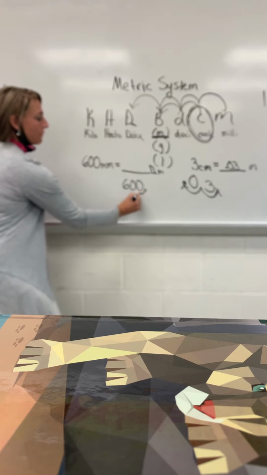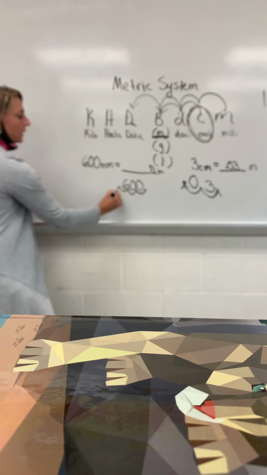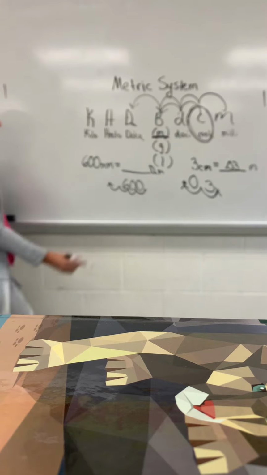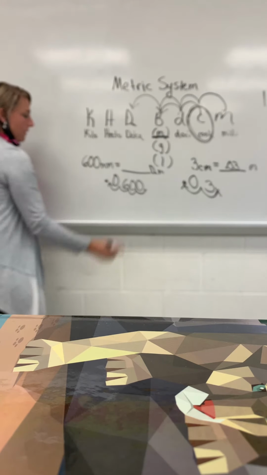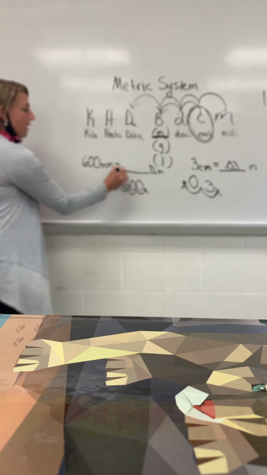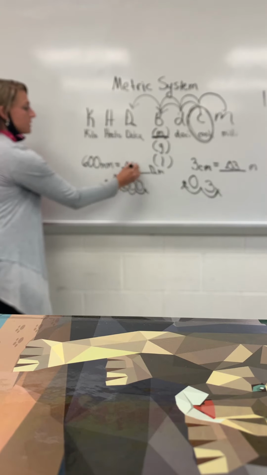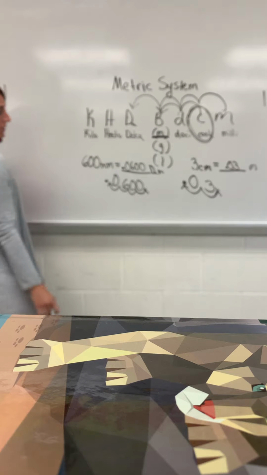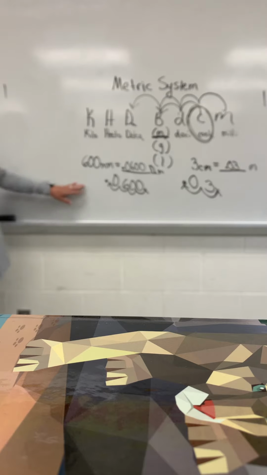You're going 4 left, 1, 2, 3. Another one which gets you past the 6 and 1 more place value. So it's no longer here. You now have 0.0600 decameters, okay? Let's see here.